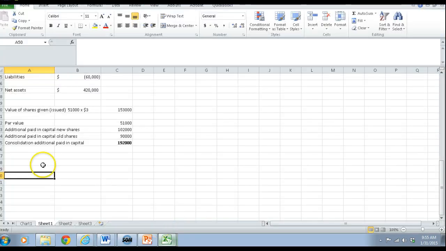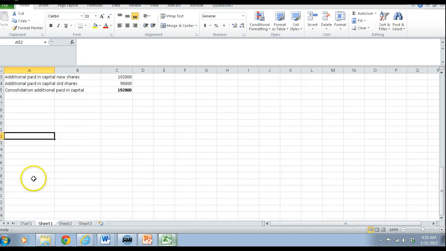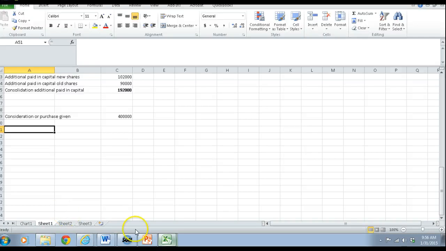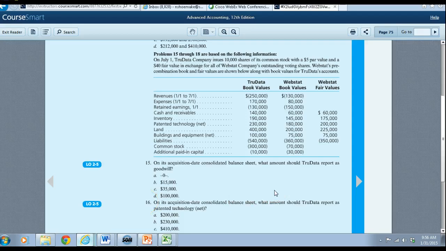Okay? So it's telling us that it's purchasing Webstat for 10,000 shares at $40 a share. So we're going to show the consideration given, or purchase price, is 400,000. Then we have to look at the fair value. So our fair value here is 60. The inventories 175, patented technologies 200, land is 225, building is 75, liabilities are at 350.